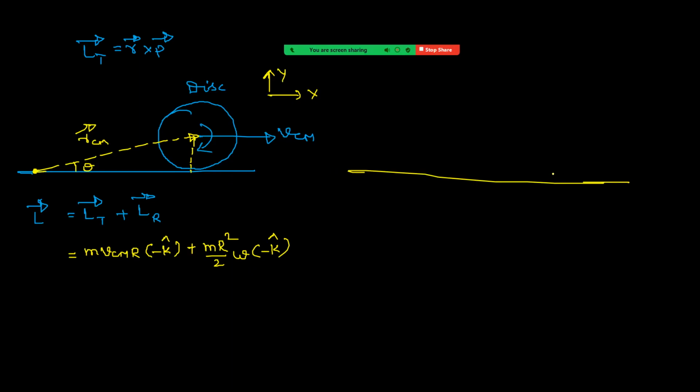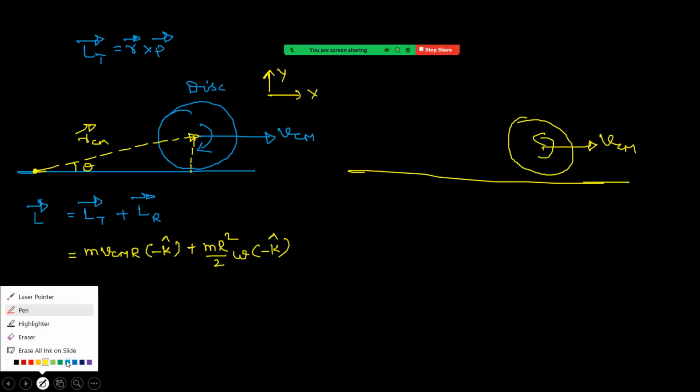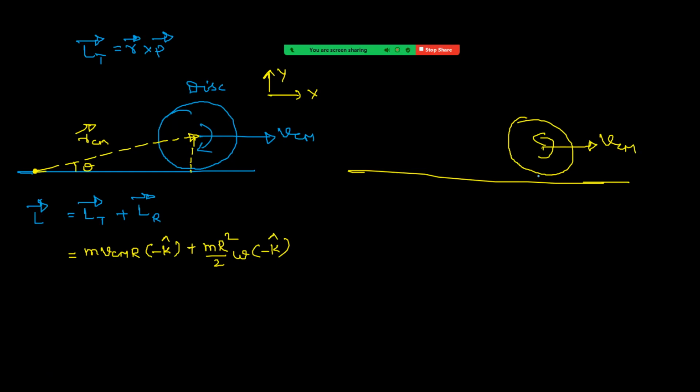For example, the same question, let us take VCM like this, but omega is now like this. In this case, for the contact point, velocity is not zero. That means it is now slipping. See carefully here. Because of translation, velocity VCM is to the right side. Because of rotation, again for the contact point, velocity is to the right side. That means it is now rolling with slipping.